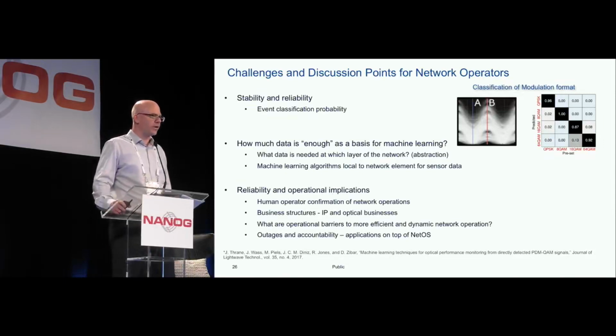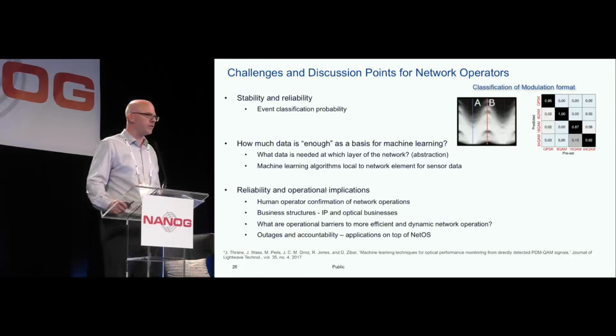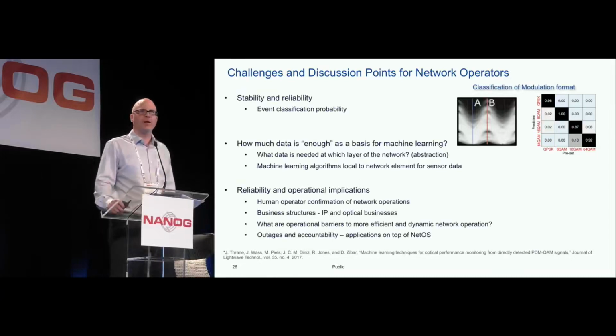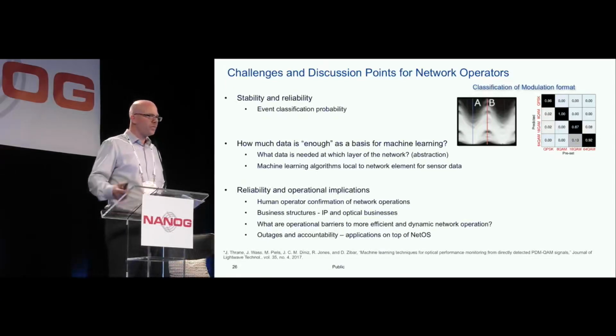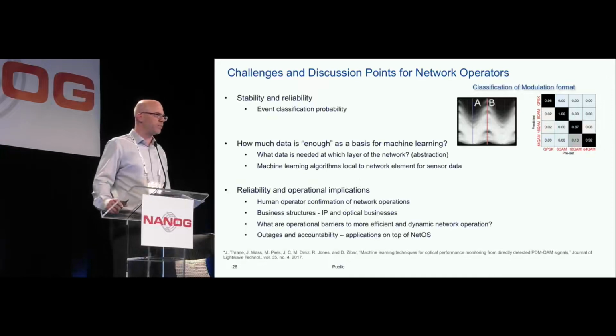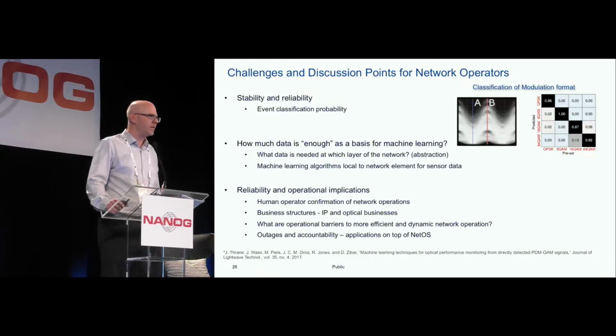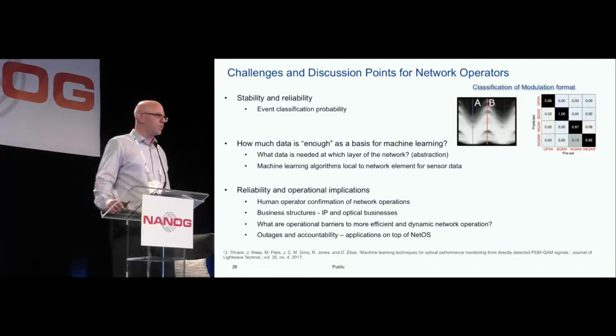Here's another example where the experimenters were classifying a different modulation format and getting like 96% accuracy, 87% accuracy. How much accuracy is required? And how much data do you need? So coming back to this question of abstraction, how much data is enough for the basis of machine learning? So what data is needed at which layer of the network?